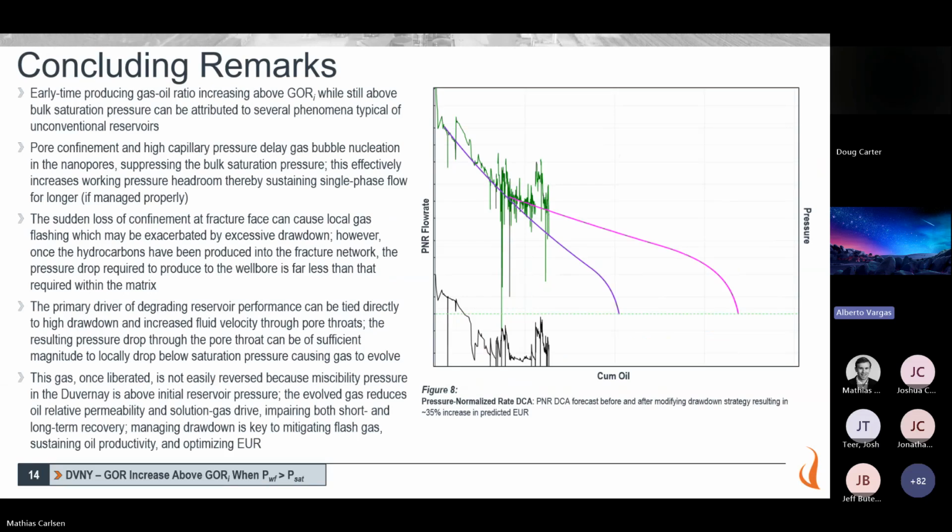And then just the last couple of comments here. Early time production, we've seen the GOR going up, increasing above GORi, while we're still above saturation pressure, attributed to poor confinement, capillary pressure, and then that sudden loss of confinement allowing the gas to nucleate out. And how much of that is in the matrix from the velocity component, how much of it is PVT related when we're going from matrix into fracture? Again, there's no way for us to actually measure that. But what we have seen is when we stop getting quite so aggressive on the production, you can see early time, very aggressive drawdown, later time, we've recovered that.